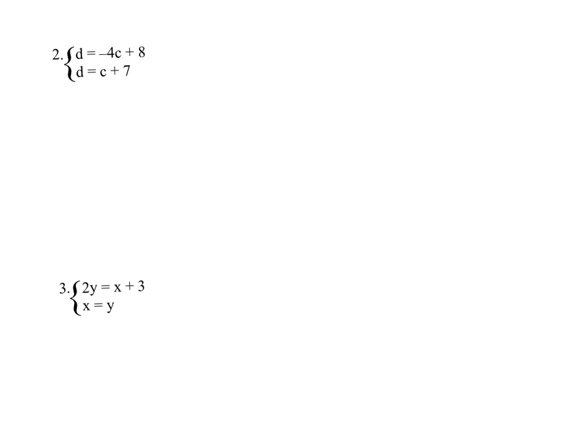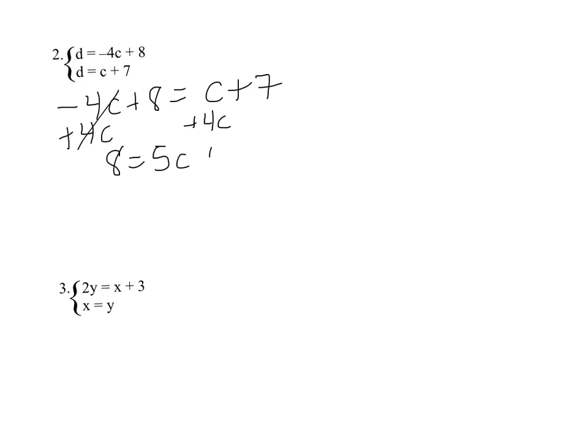Either way, what you're going to get are these two expressions equal to each other. So I'm going to have negative 4c plus 8 equals c plus 7. Then, with variables on both sides, I like to add 4c. You could also subtract c if you wanted. So I'm going to get 8 equals 5c plus 7.